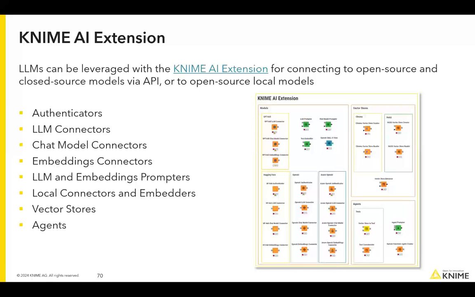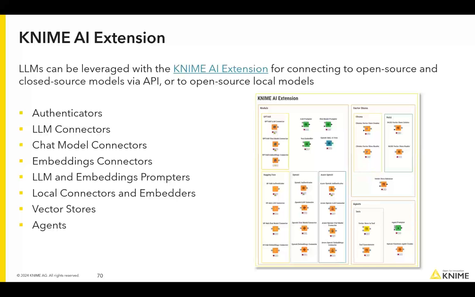This extension has the option to connect to both open source and closed source large language models by an API, or to use open source local models. As you see, here is a little overview of the nodes we have in the extension. We have nodes to authenticate to a specific service, for example to authenticate to OpenAI, or to Hugging Face if you want to use open source models that work by API. But we also have connectors. For example, we can connect to ChatGPT, GPT-4, or to all the open source models available on Hugging Face.